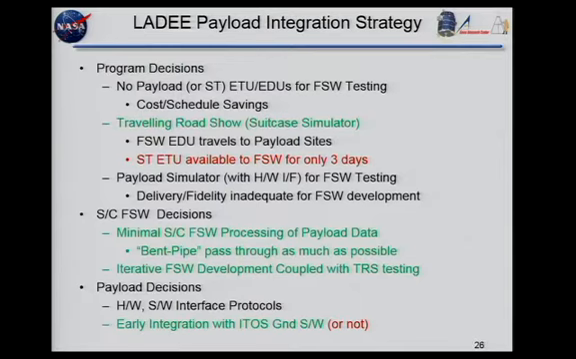Okay, so what was the strategy? I'm going to talk a little bit about what decisions were made and how they worked out. I've talked about most of them before a little bit. The first decision was not to purchase ETUs or EDUs from the payload. This was done for a number of reasons, mostly cost and schedule. And after seeing the payload teams, they really didn't have the bandwidth to produce more than one or two of these things anyway. So it wasn't just money. It was a time savings. It just wasn't possible.